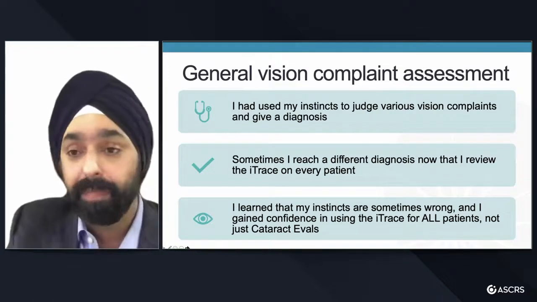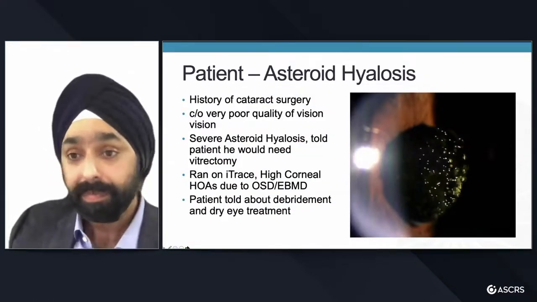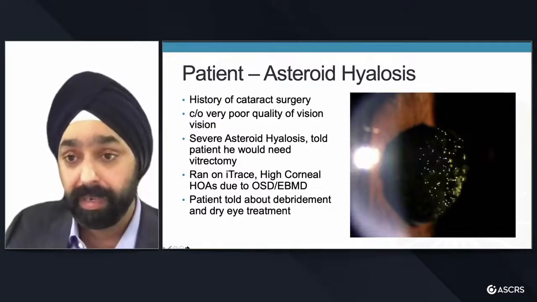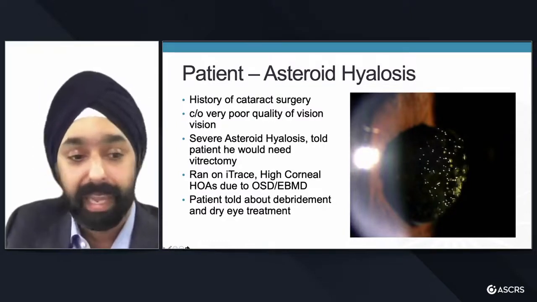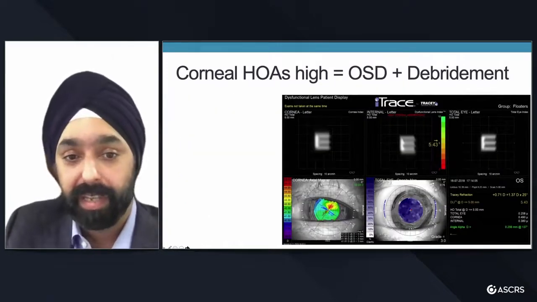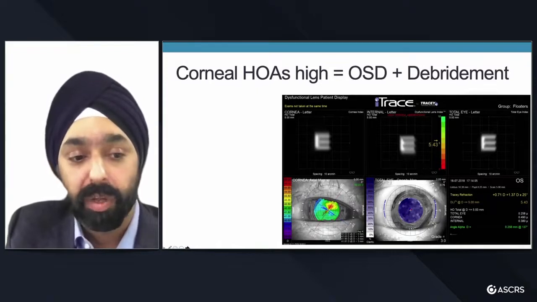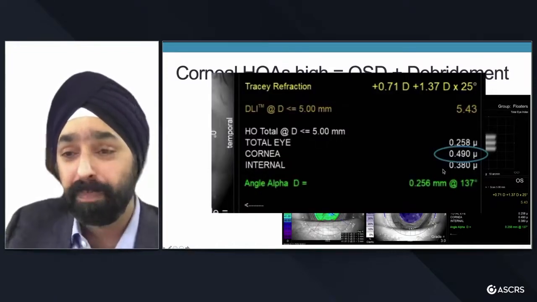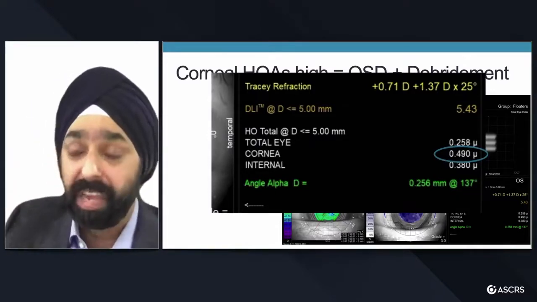In fact, here's an example of a patient who came in for asteroid hyalosis, referred to me for floater treatment, whether they need a vitrectomy or a laser treatment. After looking at the eye and looking at the iTrace, I saw that the cornea, if you look up top here, says high corneal aberrations. Looking more specifically, you see here about 0.49. Anything above 0.4 is significant. So it has significant corneal aberrations.